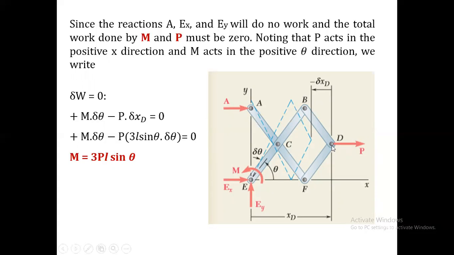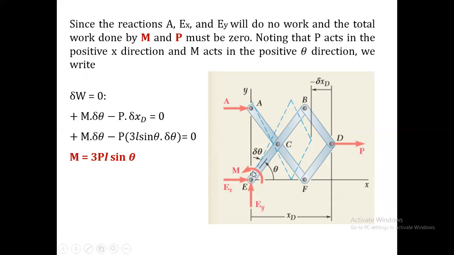Okay, now at point D the force P is acting in this direction. So what will be the virtual work expression for the force P? This will be equal to P into delta XD. Since it will be negative, I have written minus here.